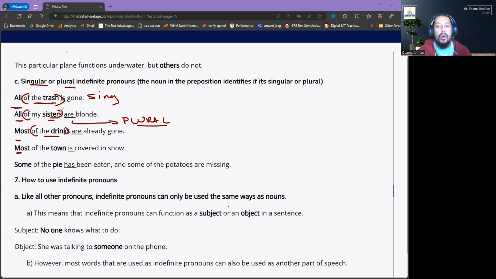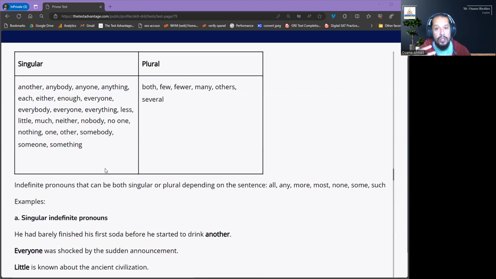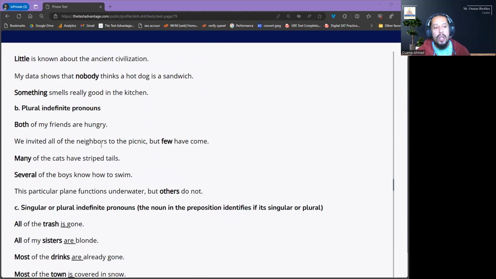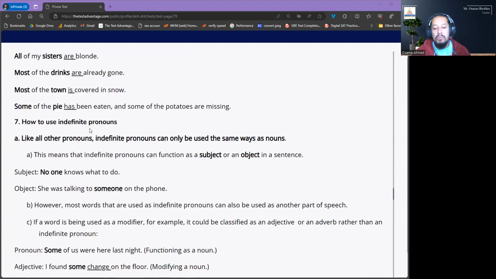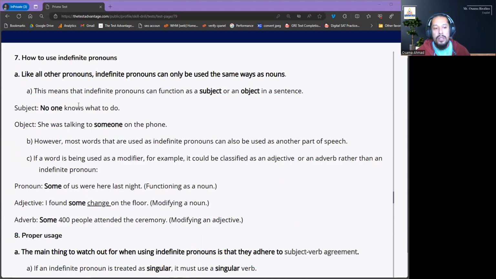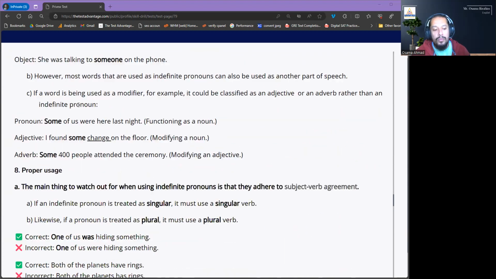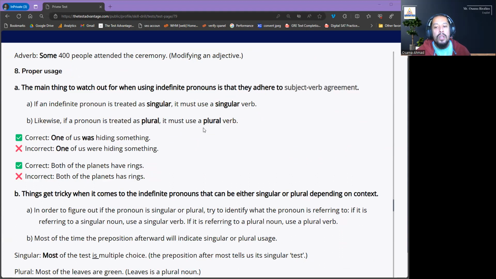When you talk about singular or plural indefinite pronouns, obviously this is the list. I want you guys to absorb it. And there's only a few ممكن يشتغلوا singular or plural حسب the preposition, and it is all or most or some. And these actually come on the test. How to use indefinite pronouns? طبعا, I won't review this. It's a pronoun. Yeah, it's a noun. Okay. Proper usage. So the main thing to watch out for indefinite pronouns is subject verb agreement. Just be very careful with that. Okay. Be very careful with that.